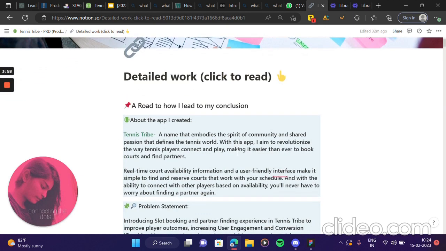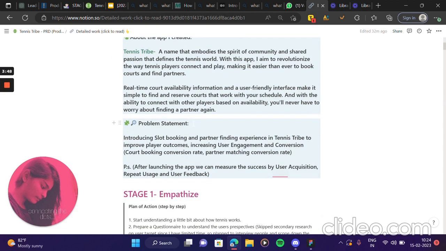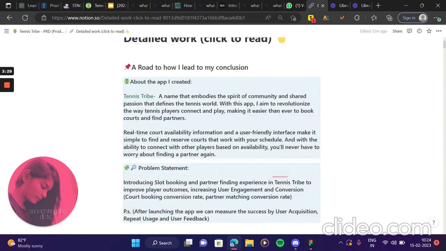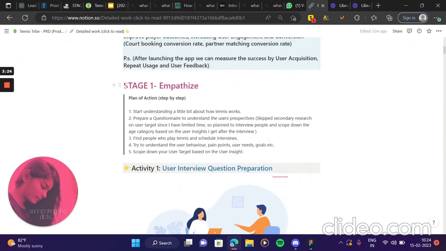Here I've mentioned why I named this app Tennis Stripe and also defined the problem statement in a better manner, mentioning the success metrics I'm trying to achieve. Here you can see that I'm trying to achieve user engagement and conversion rate. And after the launch of the app, we can also measure success by user acquisition, repeat usage, and also user feedback.